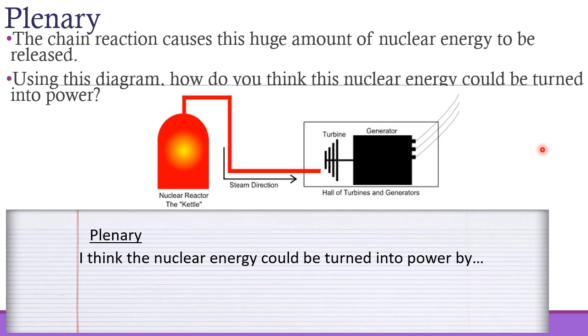Now our plenary. Let's have a think. The chain reaction causes a huge amount of nuclear energy to be released. But how does this energy become power which we can use? Now this is a simplified diagram of what happens within a nuclear reactor. Using this diagram, can you spend around 5 minutes looking at it and thinking how the energy released within this nuclear reactor from the nuclear fission can be turned into power that we use in our homes?